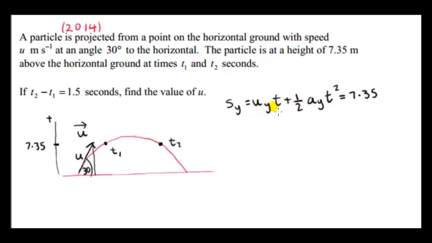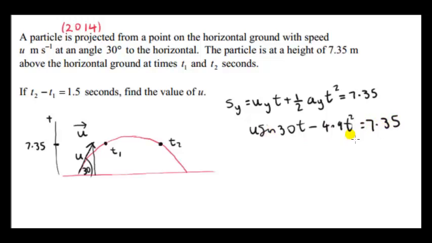Now we know what sy is, we know what uy is. Uy is the y component of the initial velocity, so that's just u sine 30. The magnitude of the velocity is u. Ay is 9.8, so we get minus 4.9 t squared.